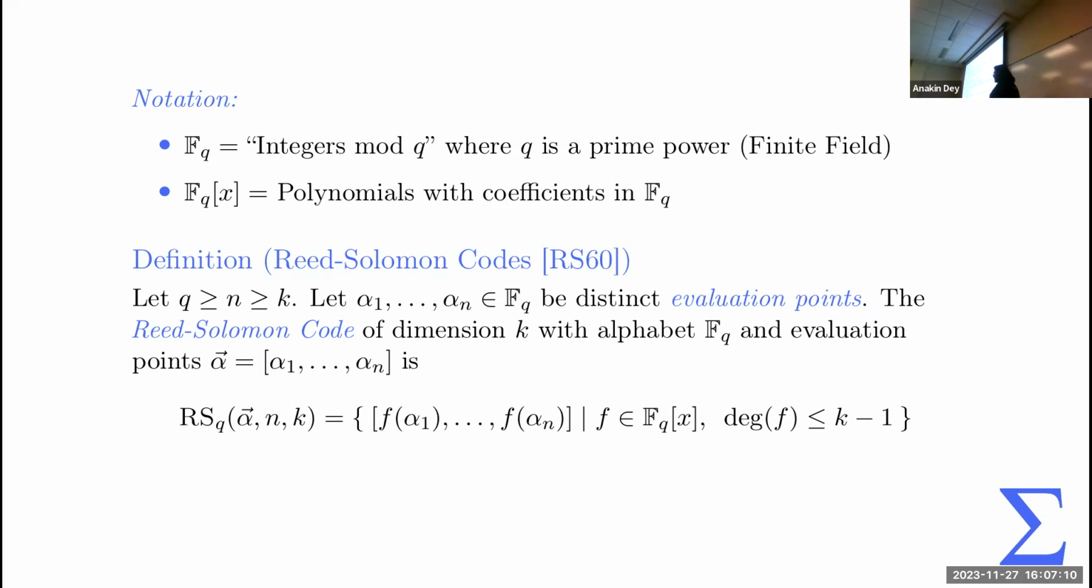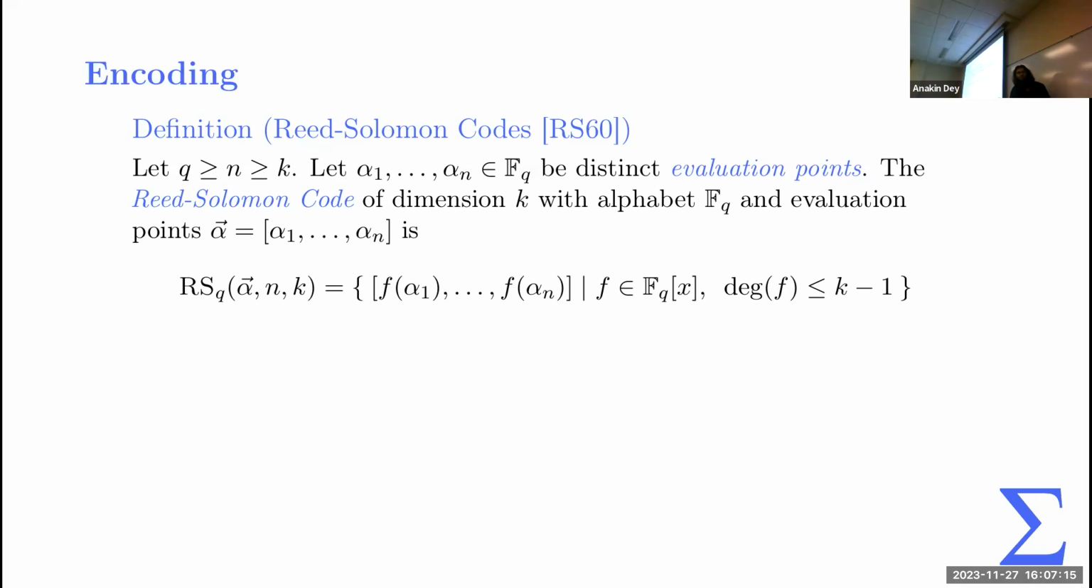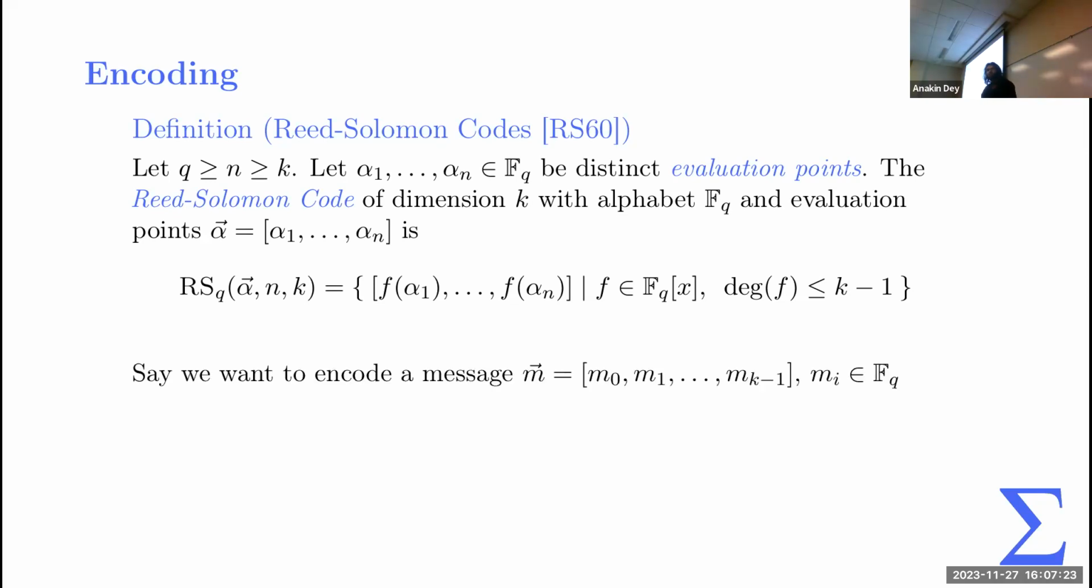I'll walk through an example of this. So here's our code, and then how do we encode something? Well, if we have a message m_0 through m_{k-1}, all of these are integers mod q. We can use these numbers as coefficients of our polynomial. The 0th number corresponds to the constant term, m_1 corresponds to x to the 1, m_2 corresponds to x squared, and you get this polynomial.